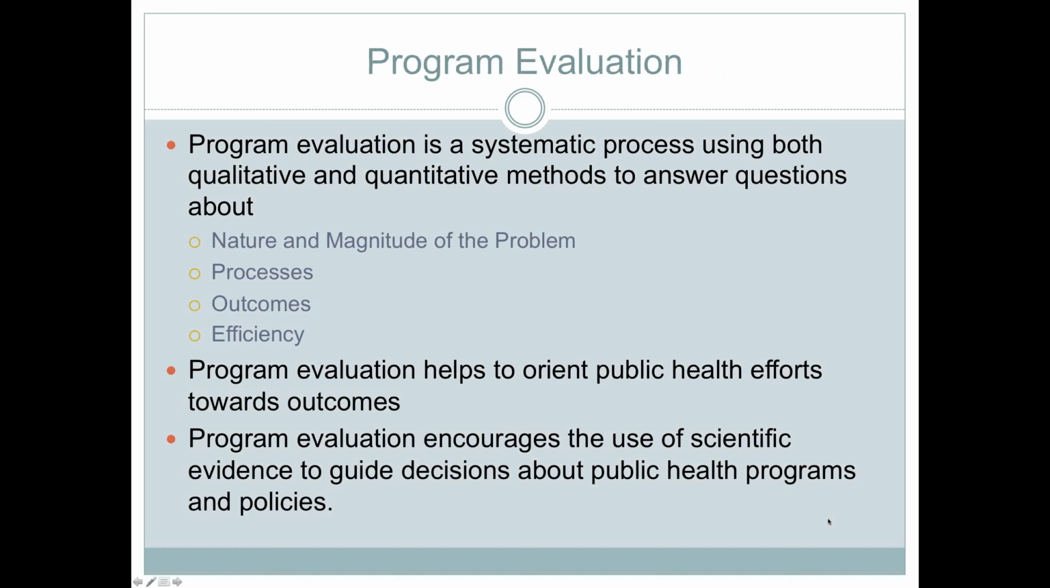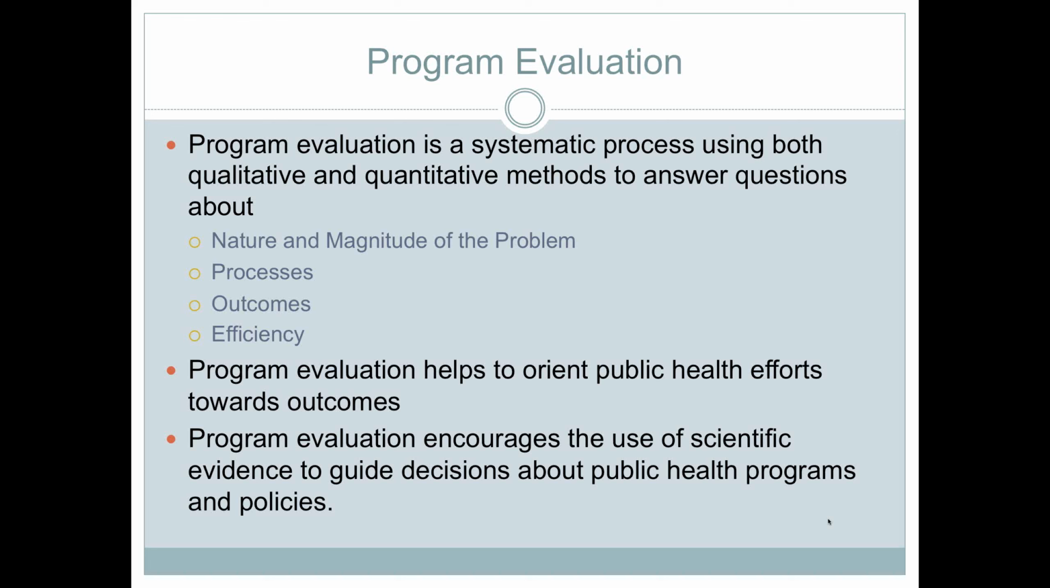Okay, so we're going to move on to talking in this section about program evaluation and what it is, and also some of the different methods that are used for program evaluation. So first of all, what is it? It's a systematic process that uses both qualitative and quantitative methods to answer questions about how big is the problem, what are the processes of delivering the program, what are the outcomes, and how efficiently are those outcomes met.